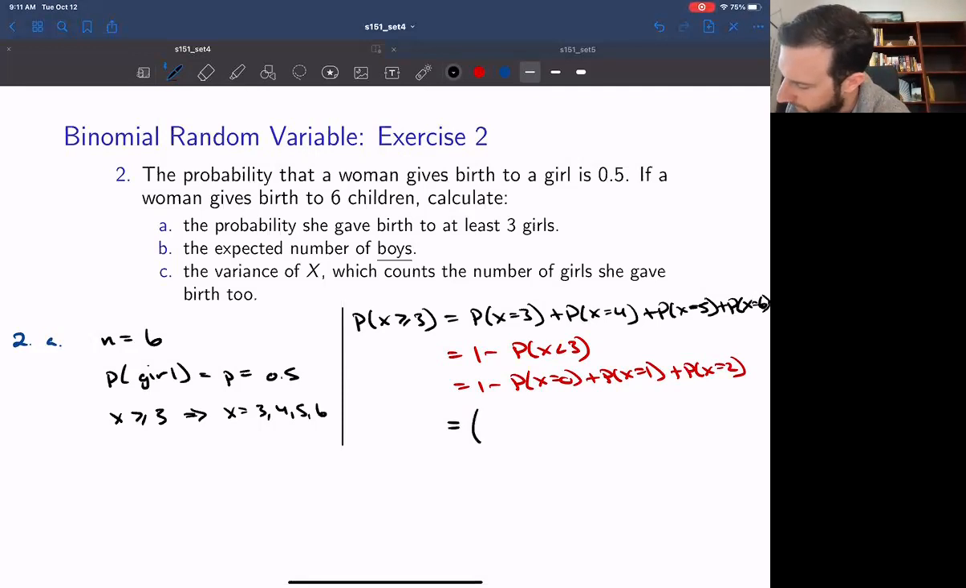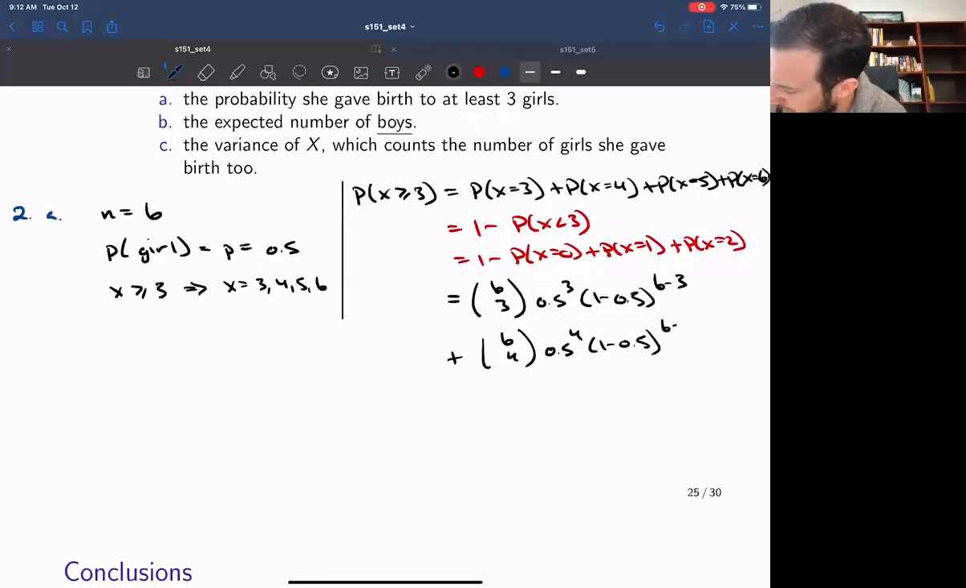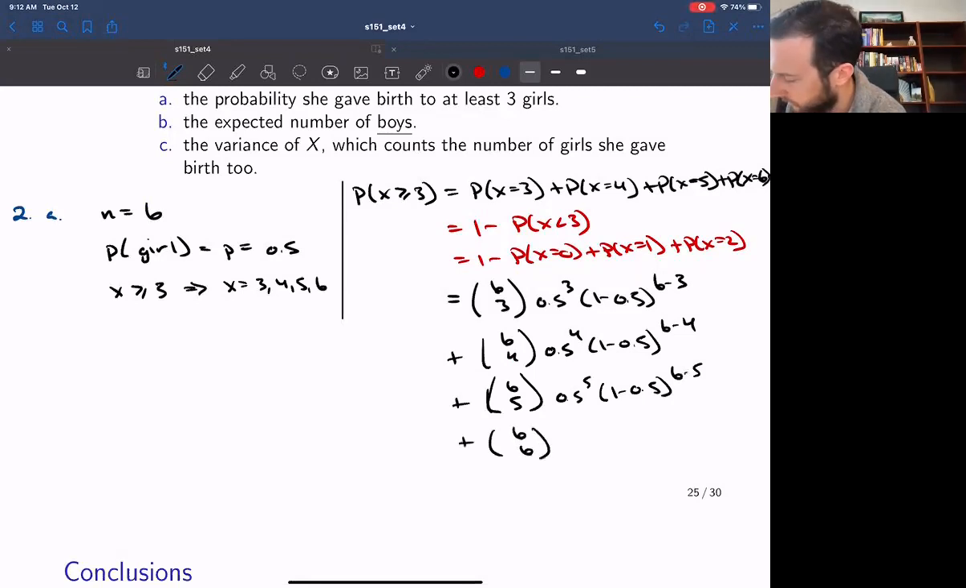So we're going to have 6 choose 3, 0.5 to the 3, 1 minus 0.5 to the 6 minus 3. Plus 6 choose 4, 0.5 to the 4, 1 minus 0.5 to the 6 minus 4. Plus 6 choose 5, 0.5 to the 5, 1 minus 0.5 to the 6 minus 5. Plus 6 choose 6, 0.5 to the 6, 1 minus 0.5 to the 6 minus 6.